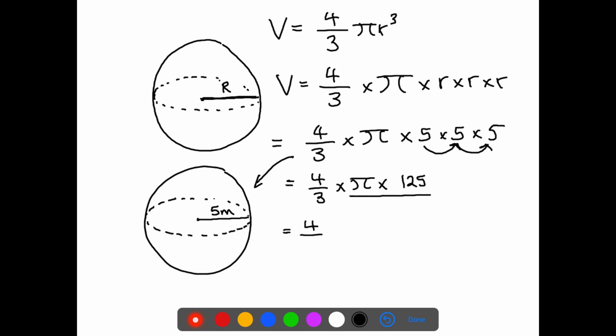Now, if we did this pi times 25 bit first, we end up with 392.6990816968. Obviously, you don't need to write down the entire number at the end, but I would, for now, use that number in your calculator. So once that number's in your calculator, then you can do this last bit. Okay, so all you need to do is either on your calculator take this number and press divide by 3, and then press equals, and then press times by 4.